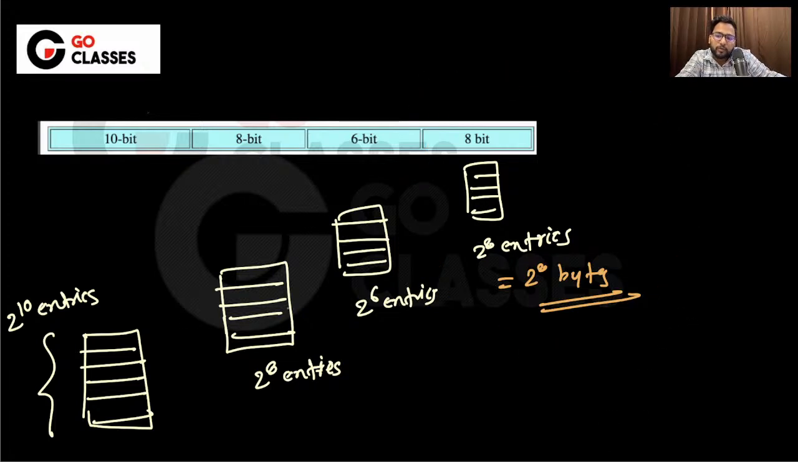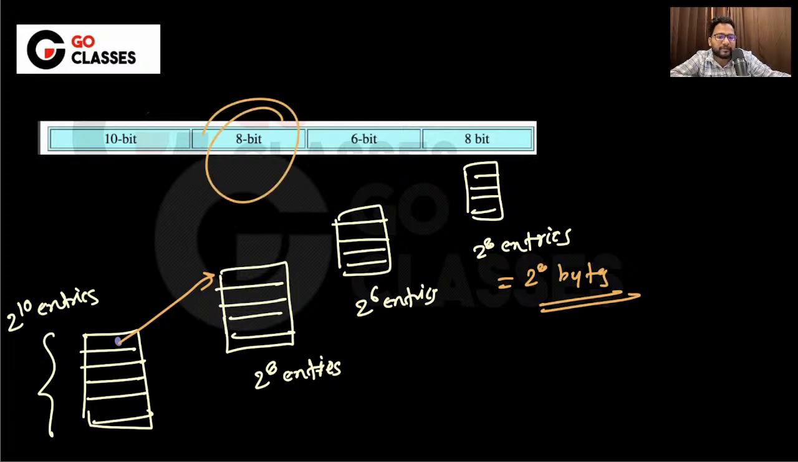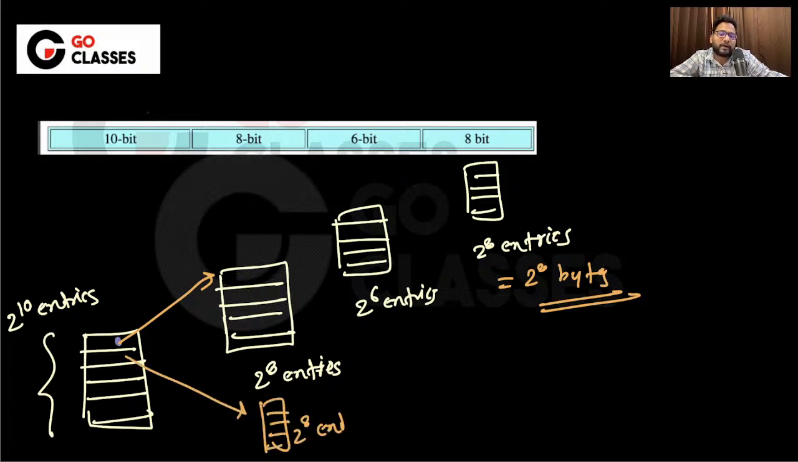So what is happening here is that one of these entries will be pointing to one of these 2 power 8 entries, pointing to this particular whole chunk. The offset will be decided by these 8 bits and so on. This will be pointing to another chunk of 2 power 8 entries, and so on. This will be pointing to one of the chunks of 2 power 6 entries.